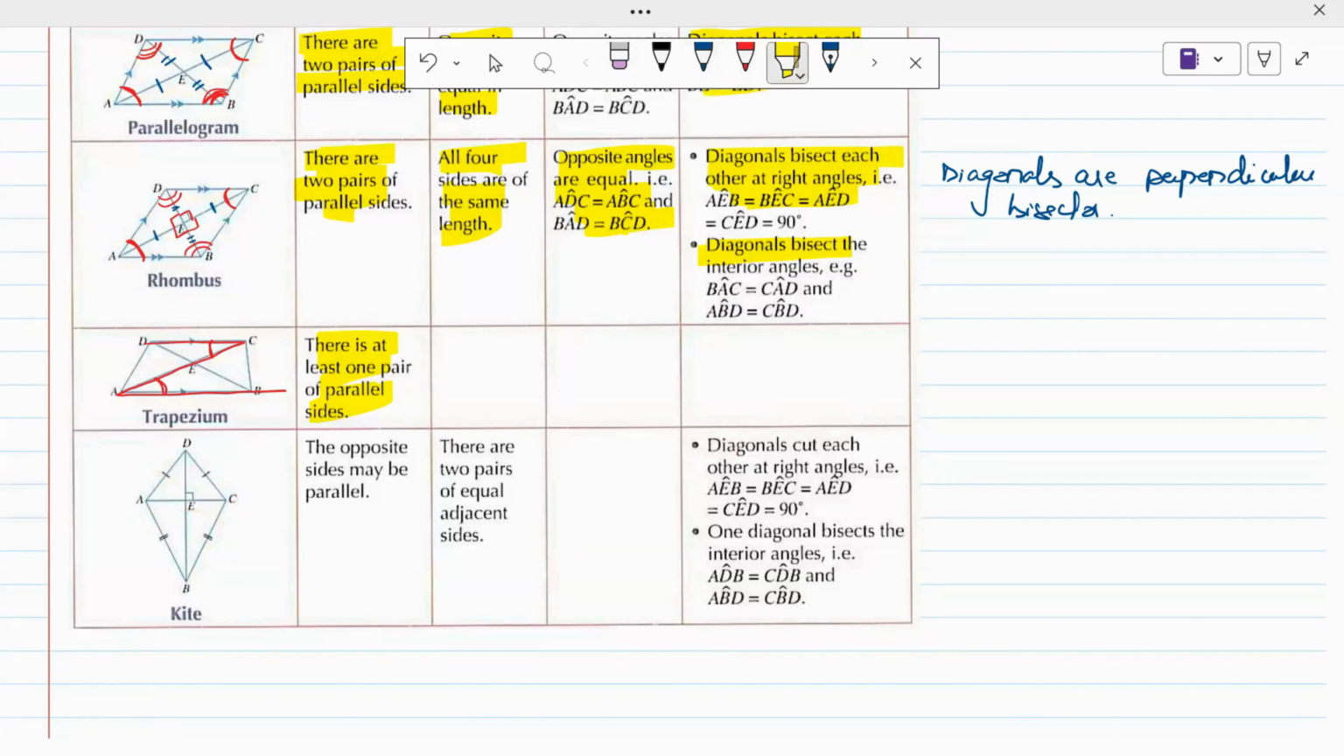And the properties are: the opposite sides may be parallel. Maybe parallel means it's not necessary that they would be parallel. There are two pairs of equal adjacent sides. Yes, we have already seen that. AD and CD, they are equal. That makes ACD an isosceles triangle. And the same goes for AB and BC. AB and BC, these are equal. So ABC is the other isosceles triangle here.